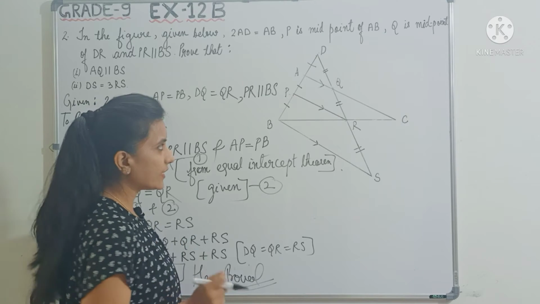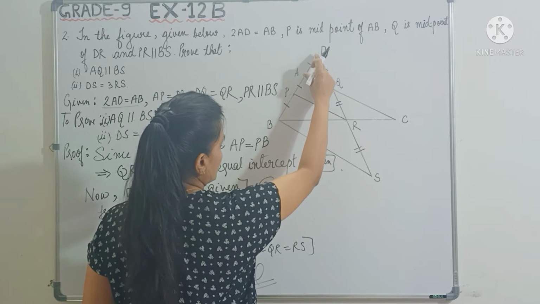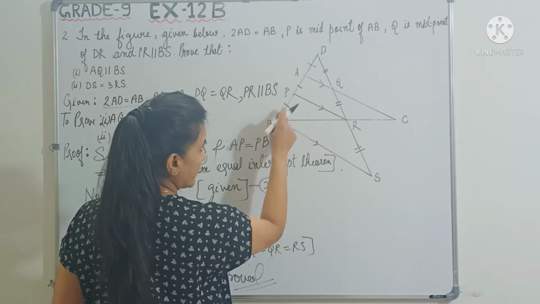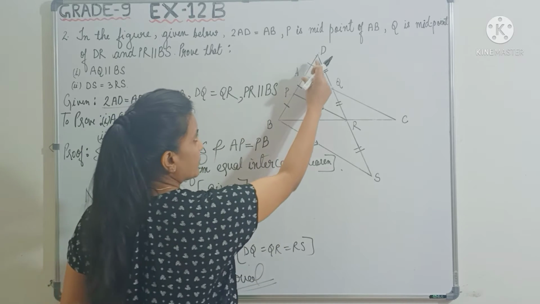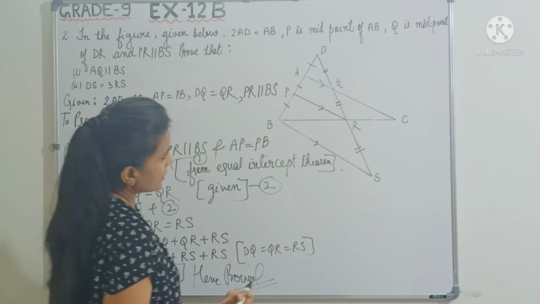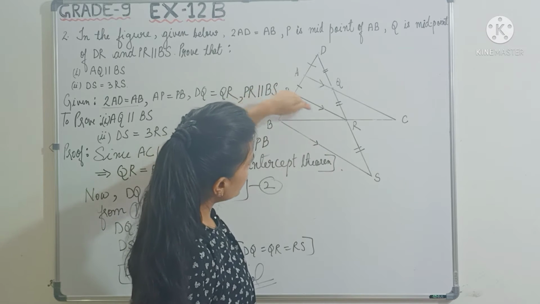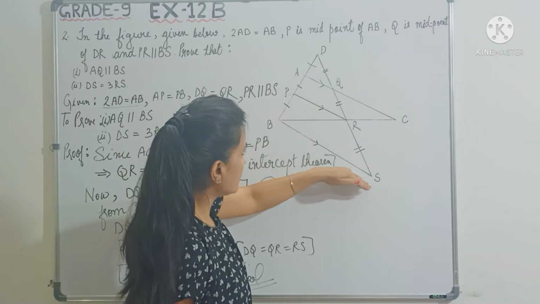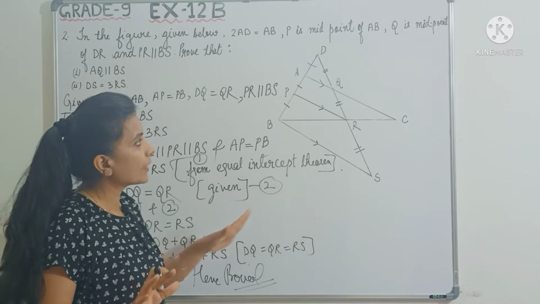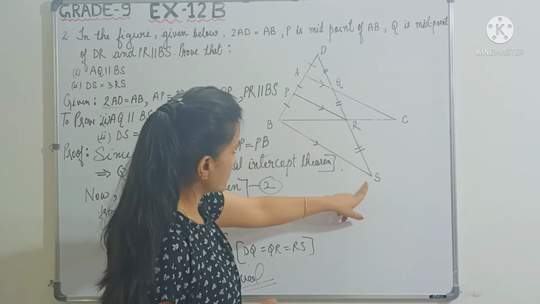Now once again, let's quickly recap this question. Here what was given? 2AD is equal to AB, right? And P is the midpoint of AB. So we concluded that AD is equal to PA is equal to PB, right? What else is given? Q is the midpoint of DR and PR is parallel to BS. This much is given, right? Now we have to show that AQ is parallel to BS.